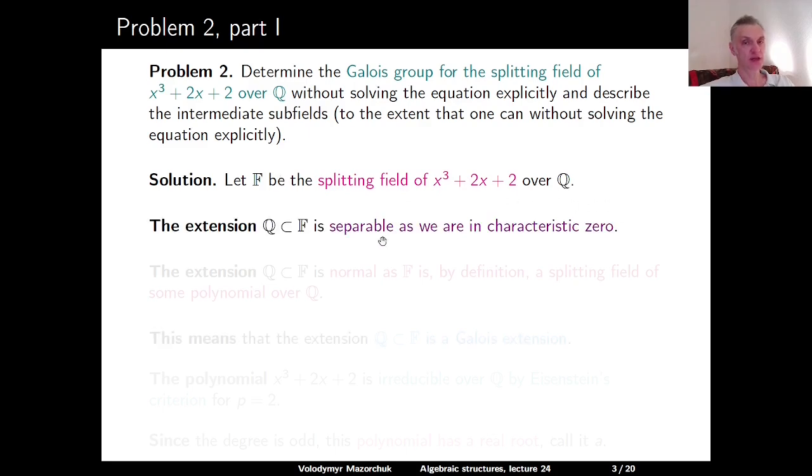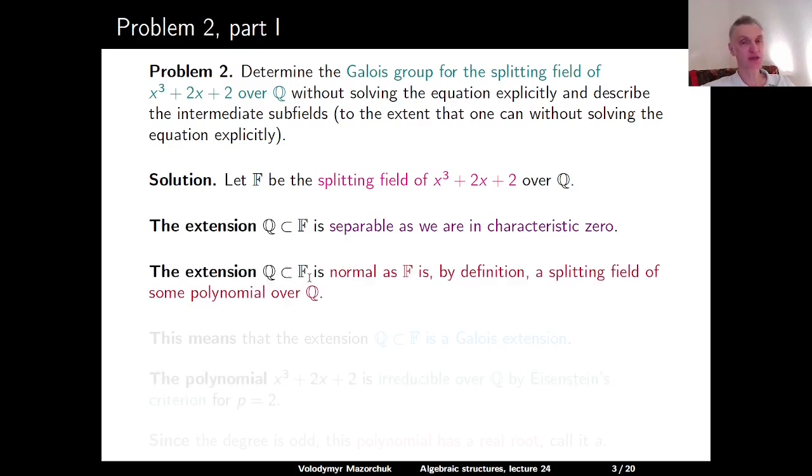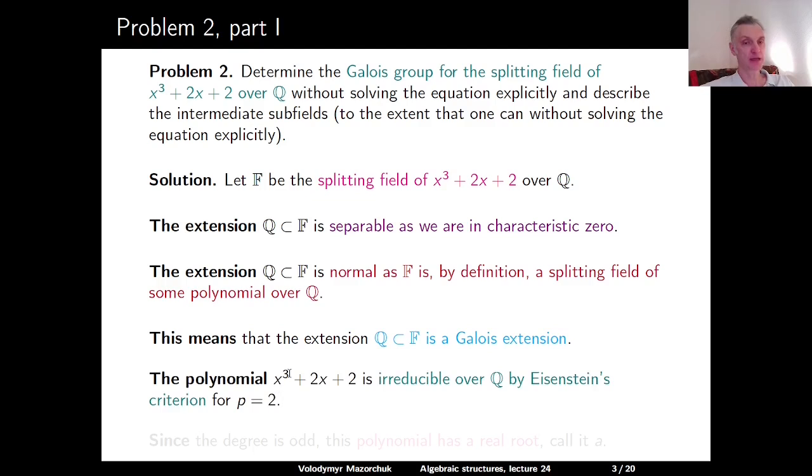The extension from the rational numbers to F is separable because we are in characteristic 0, and this extension is normal because we defined F as a splitting field of some polynomial. So this means that this extension is a Galois extension. Next, we note that the polynomial x cubed plus 2x plus 2 is irreducible over the rational numbers by Eisenstein's criterion, which we can apply for p equal to 2. So 2 doesn't divide 1, which is the leading coefficient, it divides 0, 2, and 2, and 2 squared doesn't divide 2. So this polynomial is irreducible by Eisenstein's criterion.